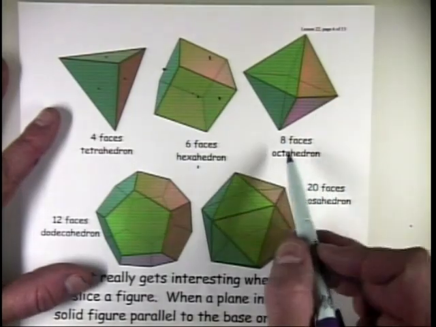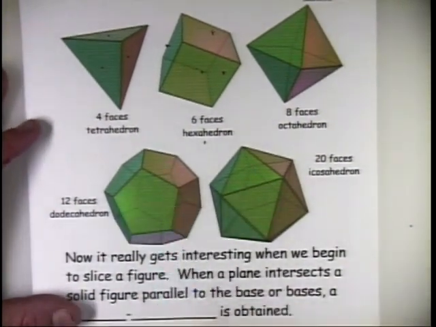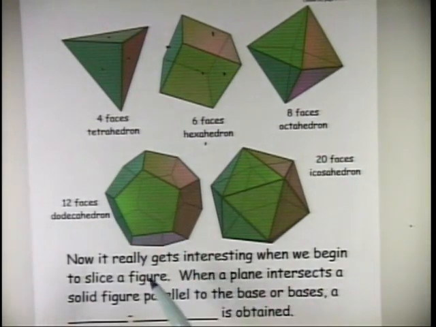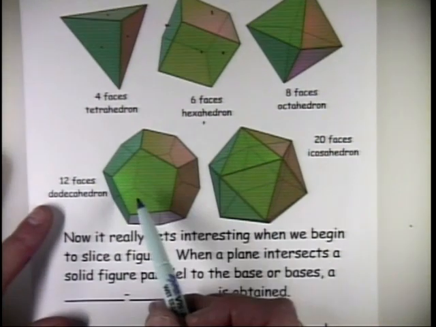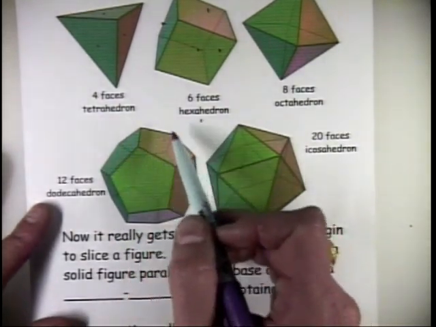Then we have an 8-face called an octahedron, and a 12-face dodecahedron, which kind of looks like a soccer ball. And if you're wondering if it is a soccer ball, in fact, it's not. A soccer ball has a pentagon for a face, but it's joined by hexagons.